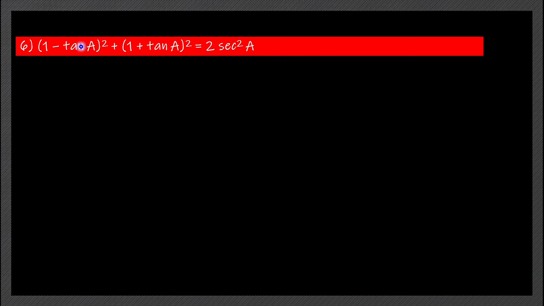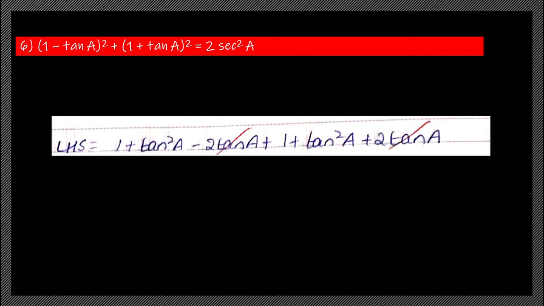Question number 6, we have (1 minus tan A) the whole square plus (1 plus tan A) the whole square equals 2 secant square A. Very simple. Expand the a minus b the whole square and a plus b the whole square identities. You will end up cancelling a few terms, adding up a few terms, and using some trigonometric identities which we have learned in our class 10th. This is the expanded form of a minus b the whole square and this is the expanded form of a plus b the whole square.